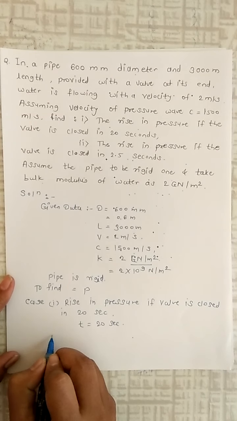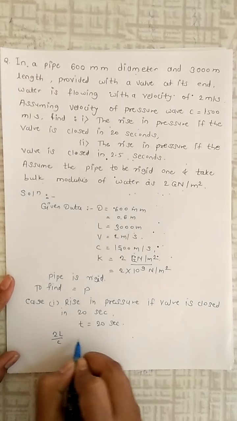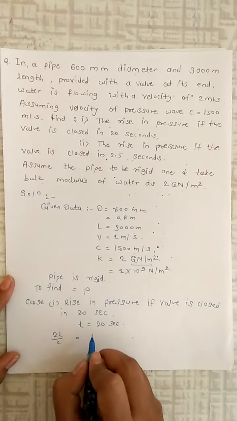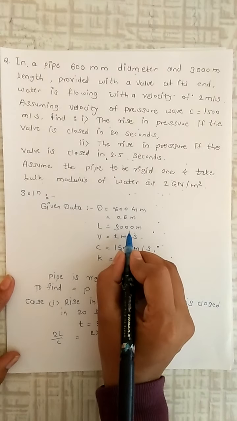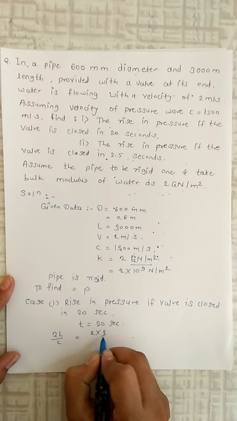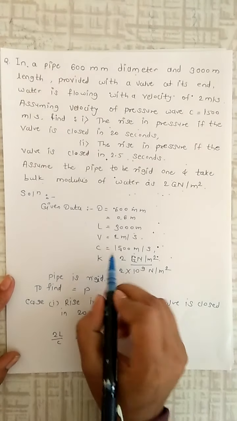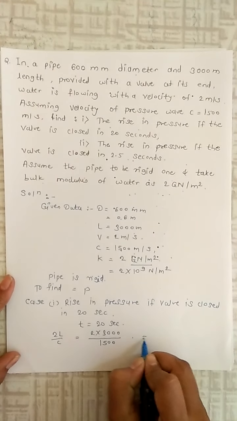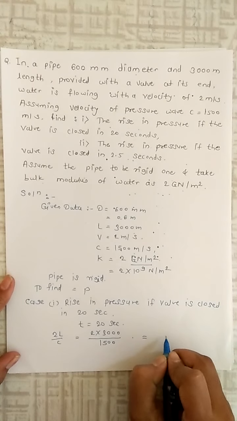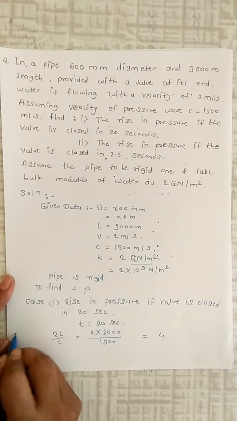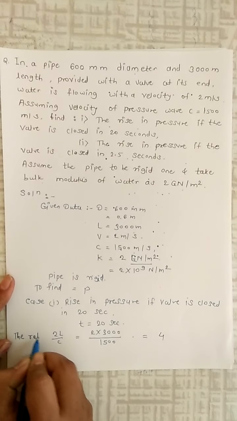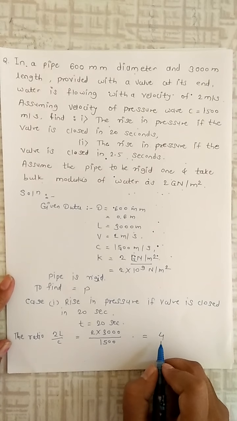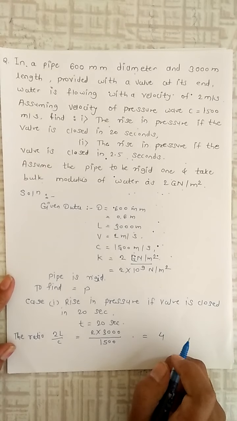For that we have the formula 2L upon C, where L is the length, C is the velocity of a pressure wave. So 2 into length, which is 3000, C is 1500 meter per second. So finally we get the answer 4. So this ratio, that is 2L upon C, for the 20 second case we get 4.